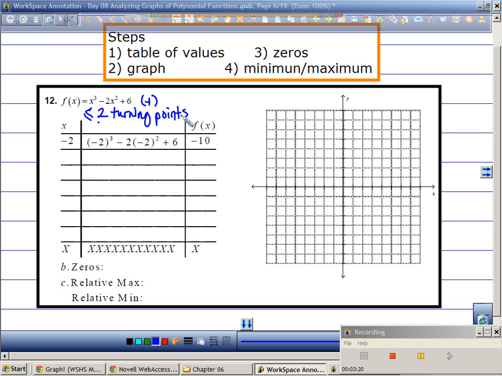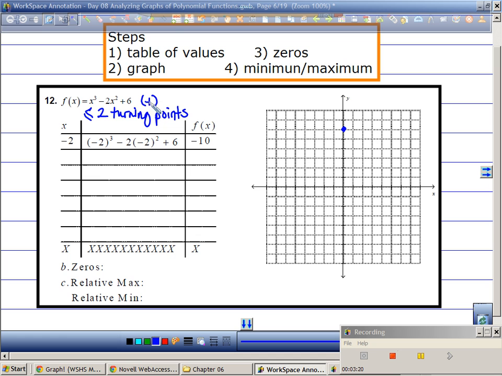What else do I know? At (0, 6) there is a point. Good, because I have 6 as my constant, which is my y-intercept. Got it? Like y equals mx plus b, right? That b is the constant, right? What else do I know?